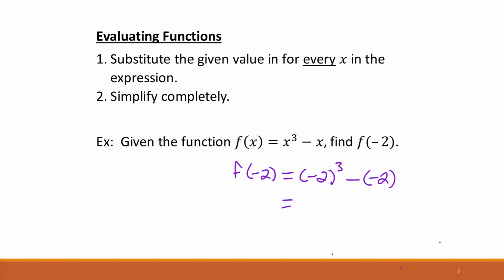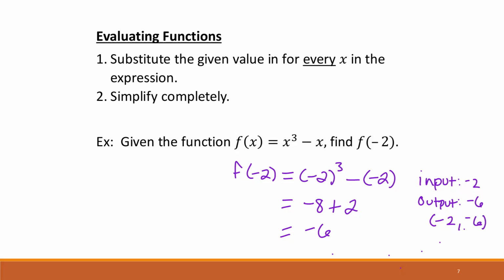Well, negative 2 times negative 2 is positive 4 times negative 2 gives me a negative 8. Here we have a minus and a minus next to each other, so that actually can be written as plus a positive. So we have negative 8 plus 2, which gives me a negative 6. So my input was negative 2, and my output was negative 6, or if you wrote it as an xy point, it's negative 2, negative 6 as the point.